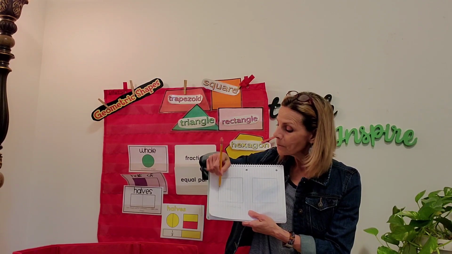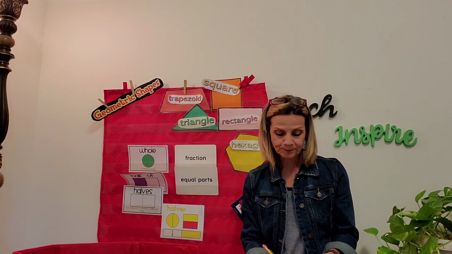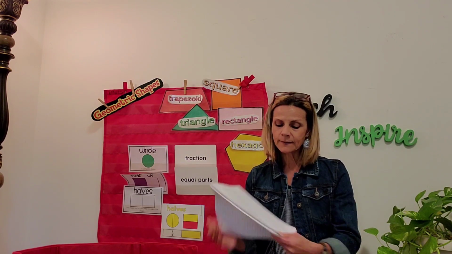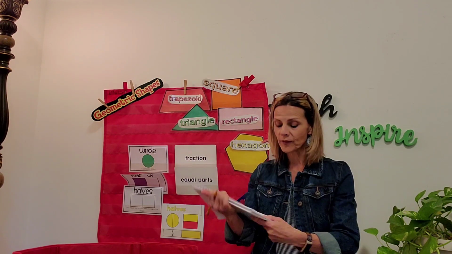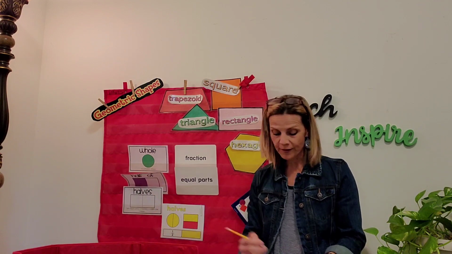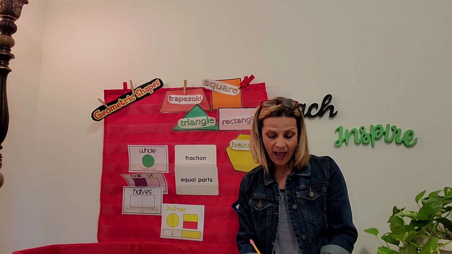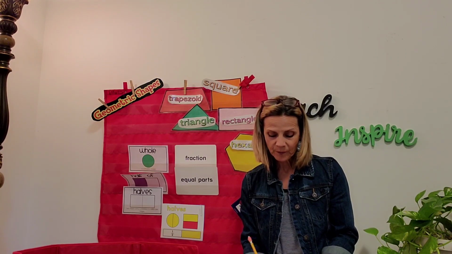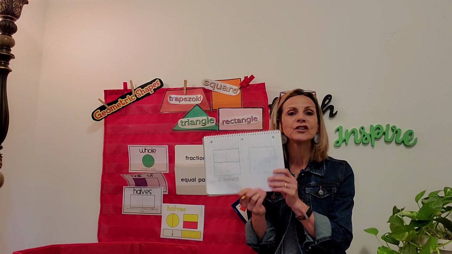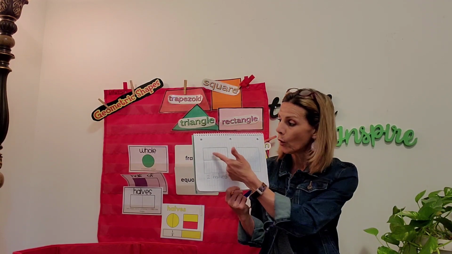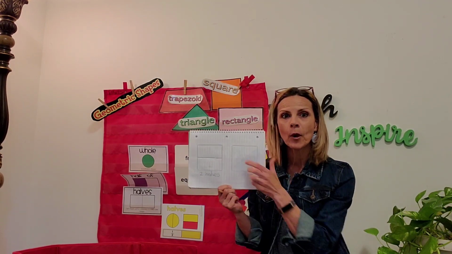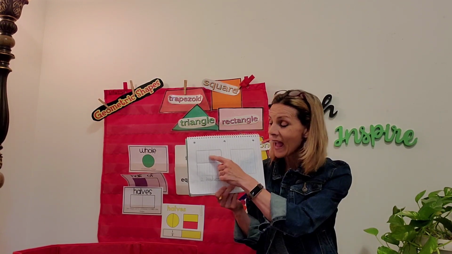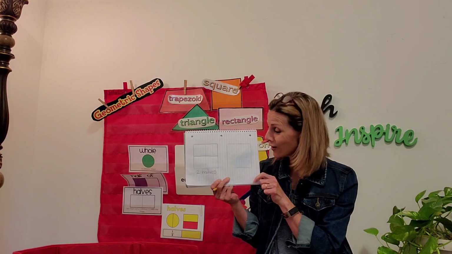I'm going to go ahead and partition this square with a horizontal line. And I'm gonna label this one using this word. And I'm gonna say I have 2 halves. Again, the 2 halves are equal. And when I partition using that horizontal line, I have 2 rectangle halves also.